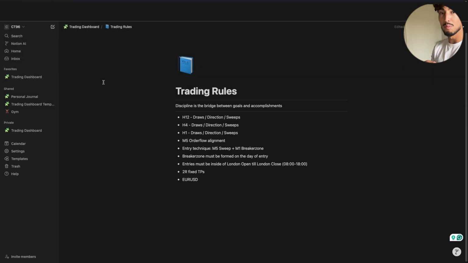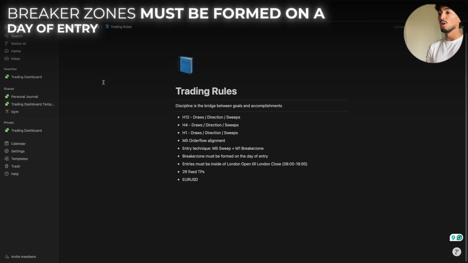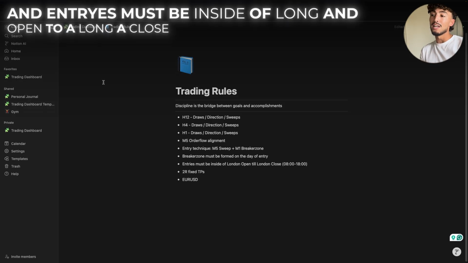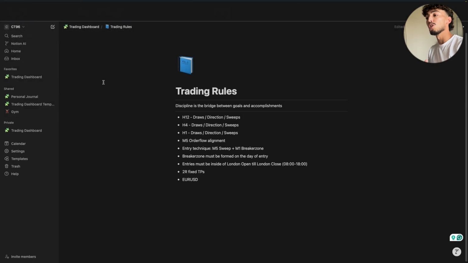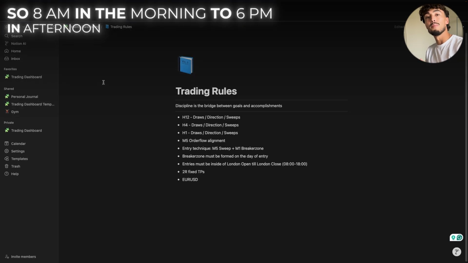My entry technique is 100% systematic. It's always a M5 sweep and a M1 breaker zone, and that way my execution will be always systematic, so also very consistent, basically. Breaker zones must be formed on the day of entry, and entries must be inside of London open till London close, so 8 AM in the morning till 6 PM in the afternoon.